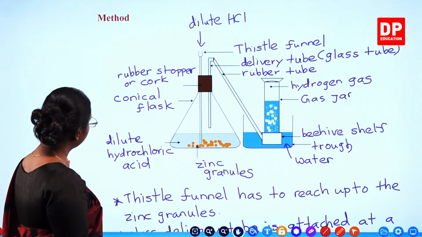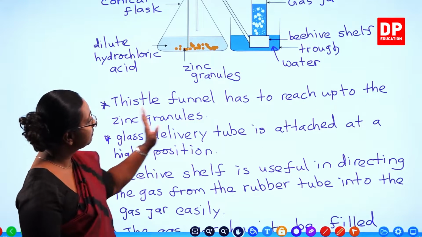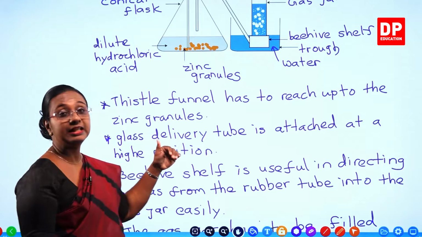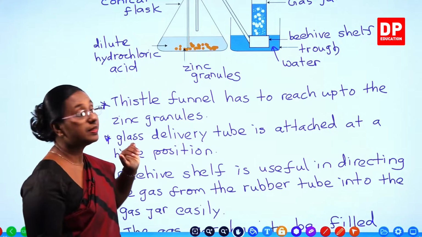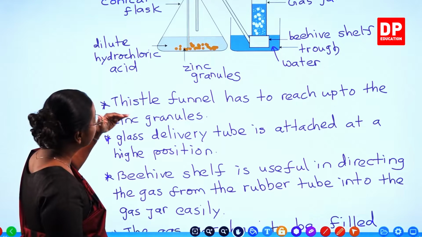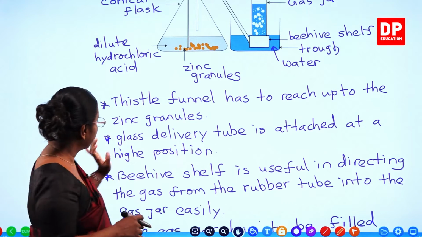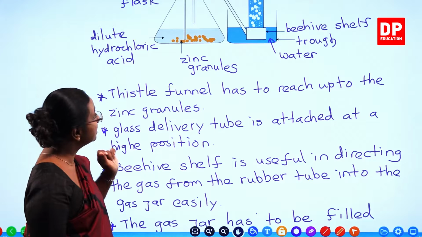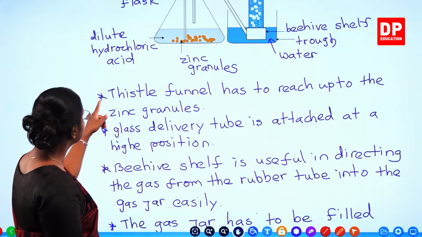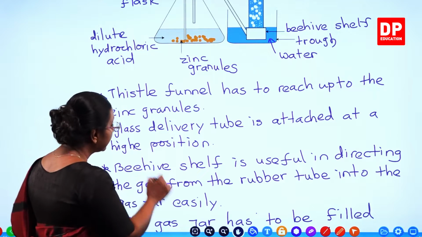And here you can also see that when we connect the thistle funnel, as I told you all before, it has to reach the bottom so that the acid directly falls on the zinc granules. The reaction is faster, and also we make sure that the gas does not escape from the setup. Thereafter, we have the second glass tube, the delivery tube, attached at a slightly higher position.